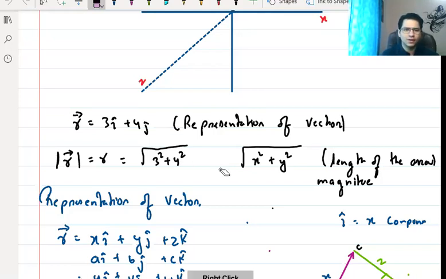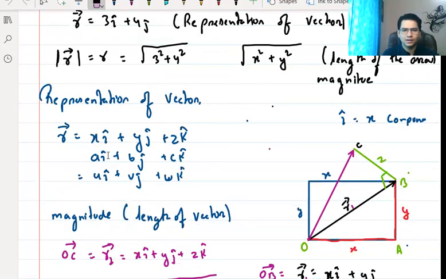Now, representation of vector. Again, I have already taught you that it is represented by x i cap plus y j cap plus z k cap, and x, y, z are variables. You can use anything. What does variable mean? Sir, we can use anything in its place. Use a, b, c, use u, v, w, right?